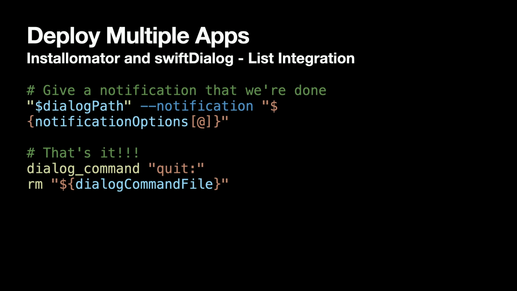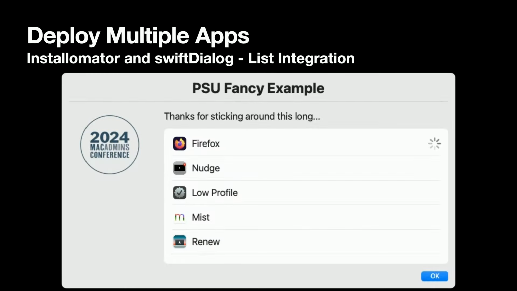I'm going to notify my user using the message I set up above. I'm going to quit my dialog window, and you don't really have to, but I delete the command file as well after the run. And so this is a real-life example running that sample script and how it looks with Installomator updating individual line items as it goes. I'm not going to make you watch this entire thing, but it is pretty cool.